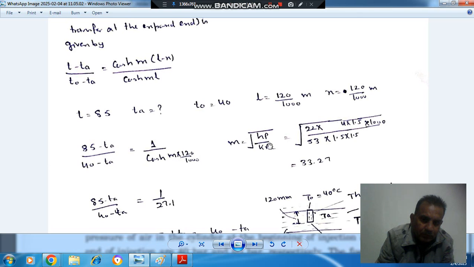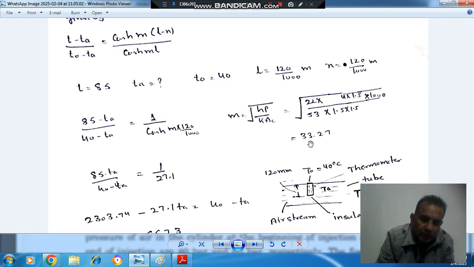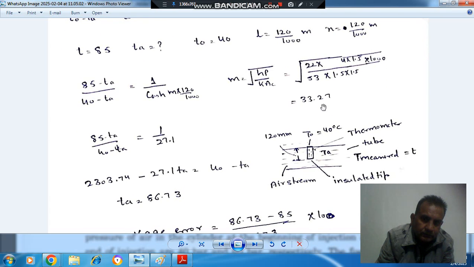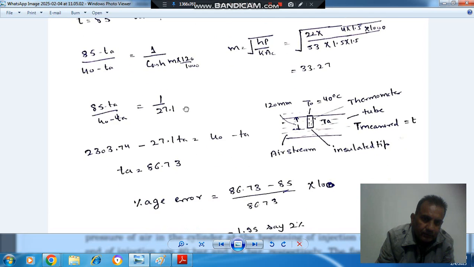Here m is root of hP by kAc, where h is convective coefficient, P is perimeter, k is conductivity, and Ac is cross section area. So h is given as 22 and perimeter is 4 into thickness in mm, and area is 1.5 into 1.5, thickness into thickness, cross section area. This is in mm, so we multiply by 1000, then both will be in meter. So from this m comes out 33.27, and cosh of 33.27 into 120 by 1000 comes out 27.1.